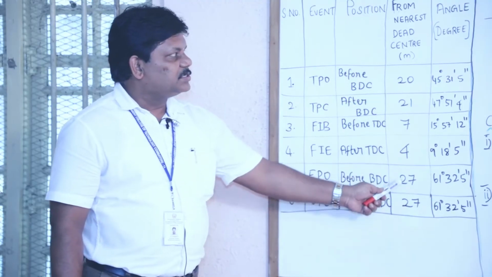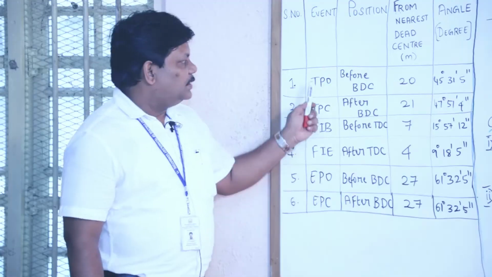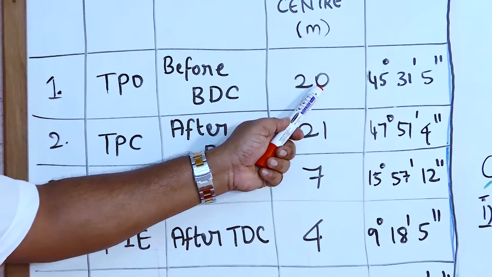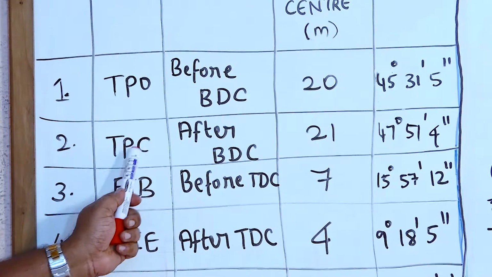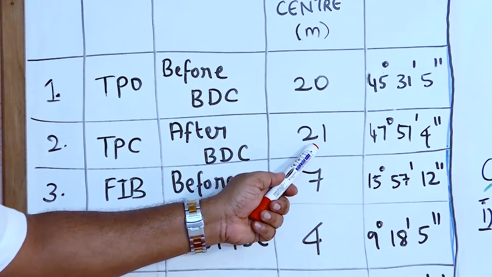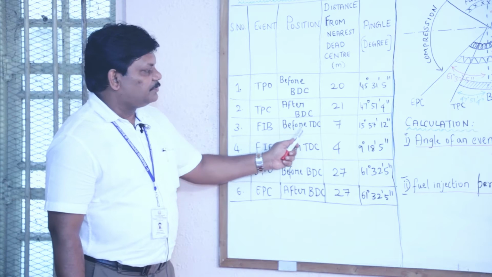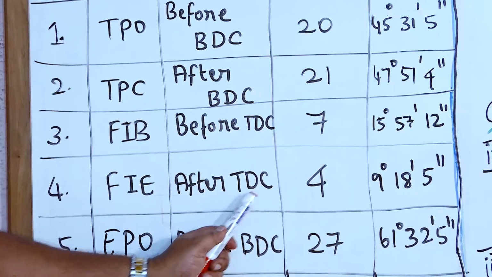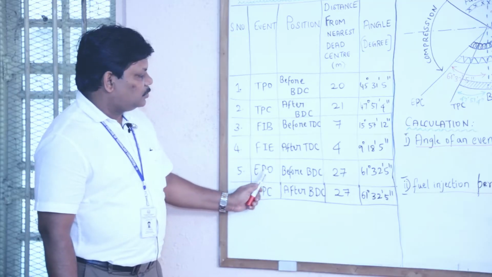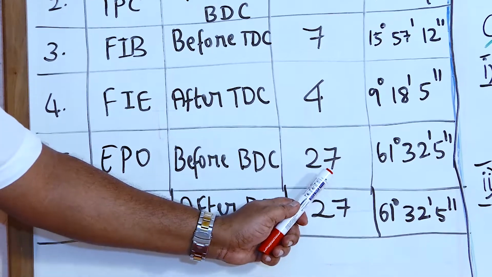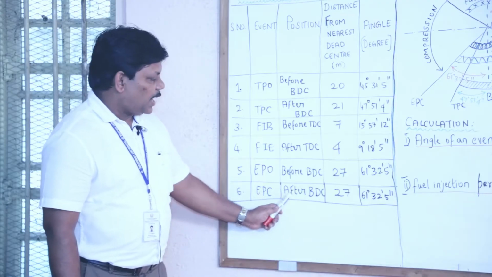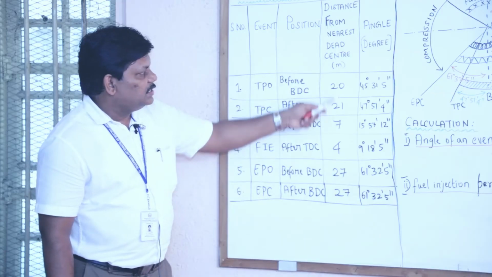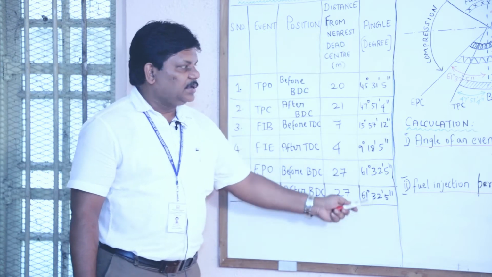The linear distance is measured with the help of a measuring tape. The TPO, that is transfer port opens, before bottom dead center at around 20 centimeter, and the transfer port closes after BDC at around 21 centimeter. Fuel injection begins before TDC at around 7 centimeter, and fuel injection ends after TDC at around 4 centimeter. The exhaust port opens before BDC at around 27 centimeter, and the exhaust port closes after BDC at around 27 centimeter. All this linear distance you have to convert into angular distance.